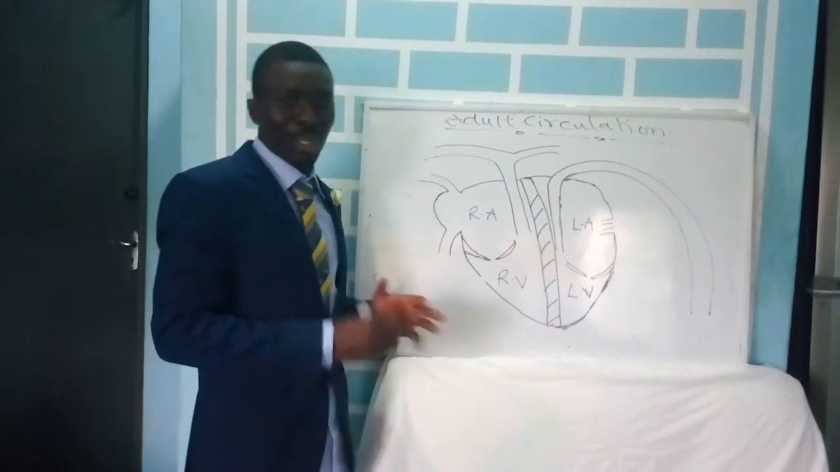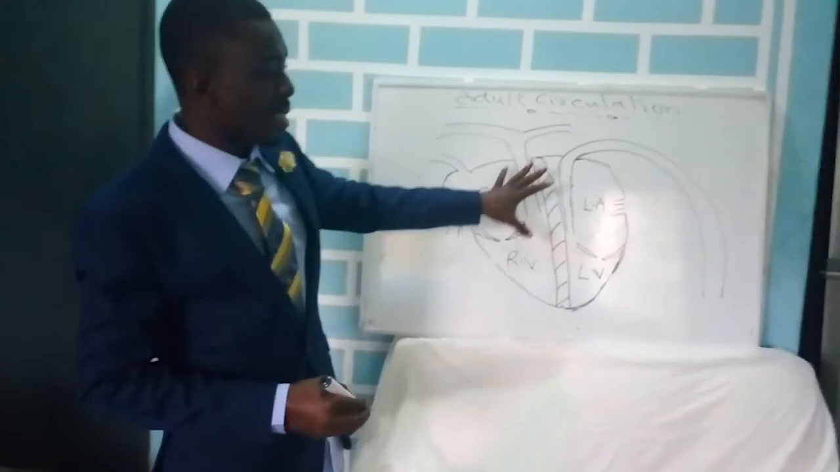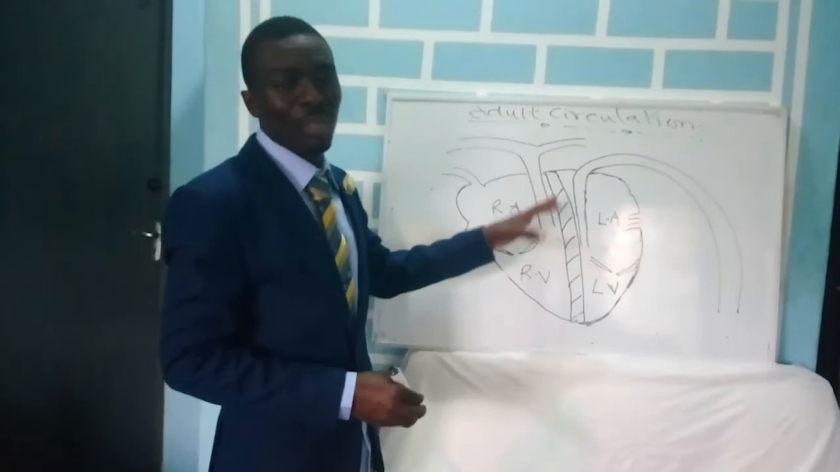We are coming to look at adult circulation. And for us to understand adult circulation, we need to understand the structures that form the adult heart, or the parts of the adult heart.